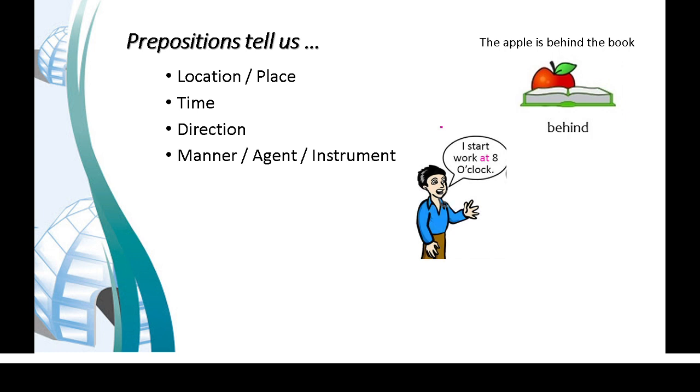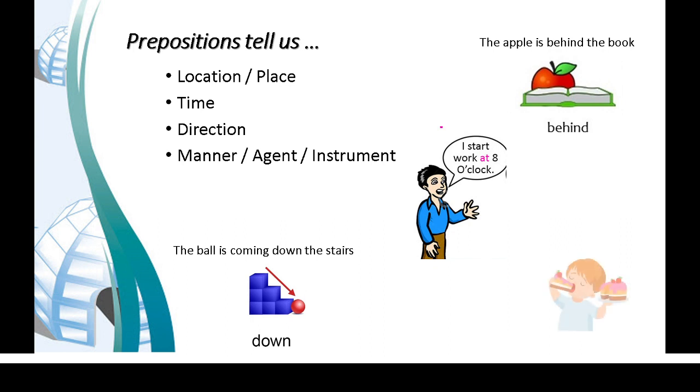And next, I start work at 8 o'clock. Here we can see the preposition at states a time. And the third, you can see a ball is coming down the stairs. Now, the preposition down shows the direction. And last, I am eating a piece of cake. The of shows the agent.